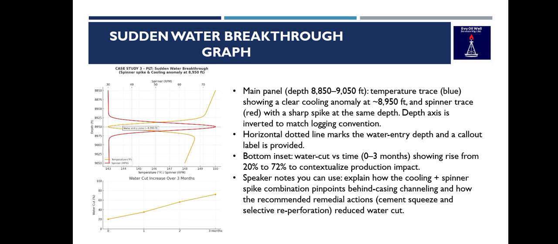The main panel here, the temperature trace, which is the blue, shows a clear cooling anomaly at approximately 8,950 feet, and the spinner trace, which is the red, has a sharp spike at the same depth. The depth axis is inverted to match logging convention. The horizontal dotted line marks the water entry depth, and a call-out label is provided.